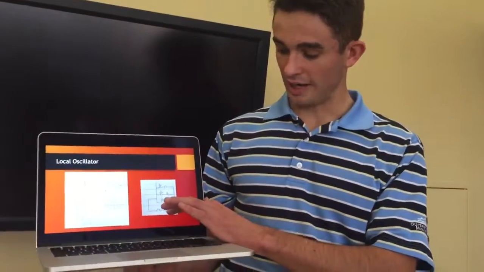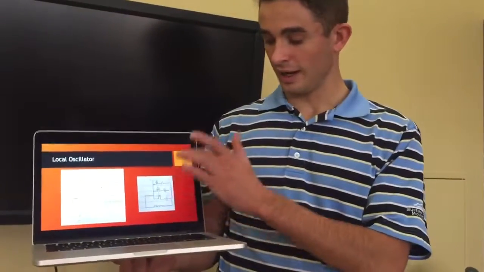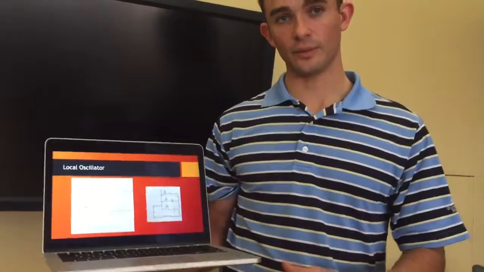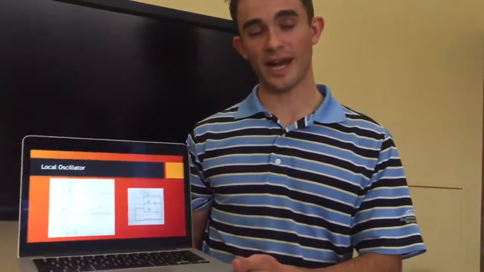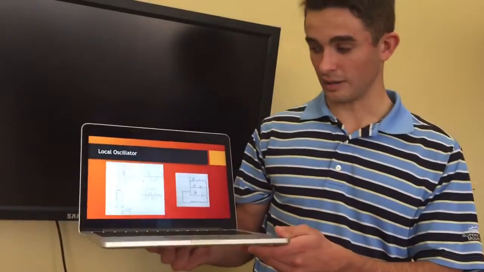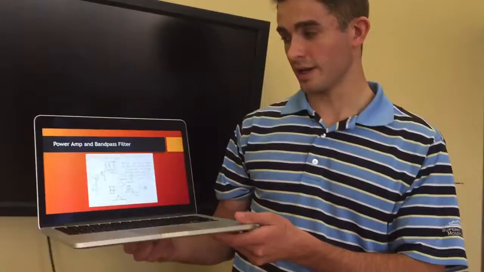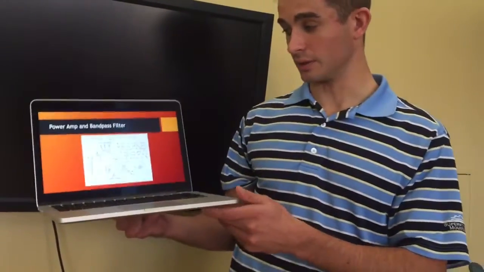So what we can do is we have an inductor and a certain amount of capacitors in parallel with transistors, and we can essentially turn on as many capacitors as we need to essentially raise the capacitance and manipulate our omega naught. All right, so now we move to the power amp and bandpass filter.